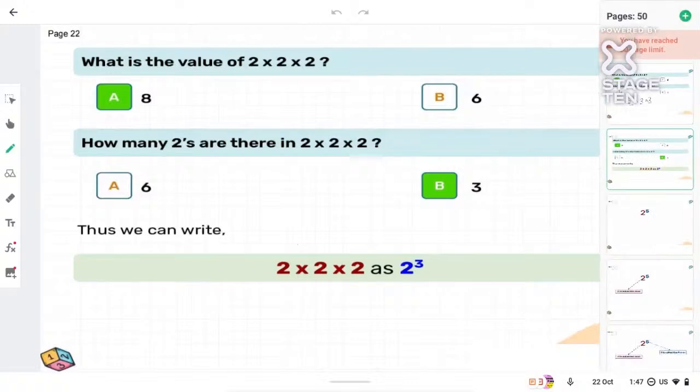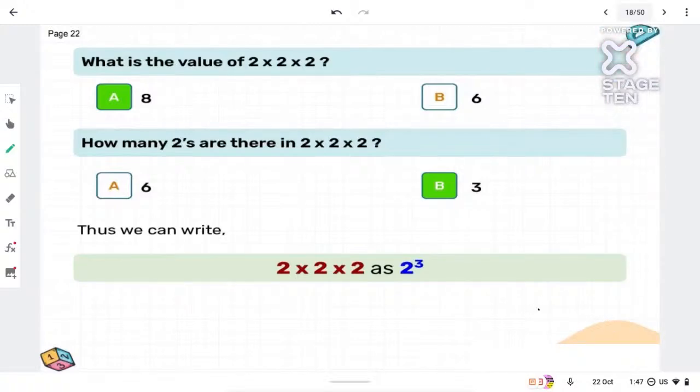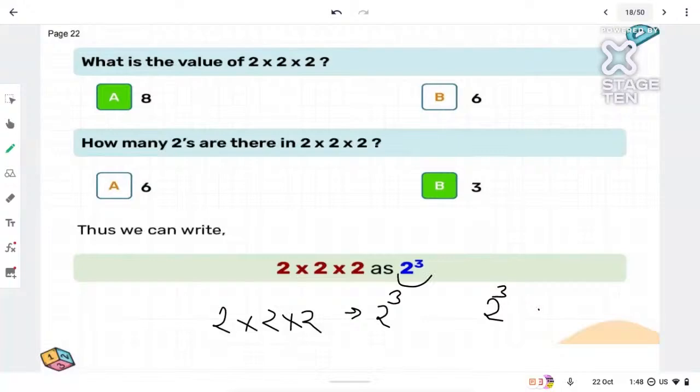So, we can write 2 into 2 into 2 in the form of 2 raised to 3. Right, Deepa, Kevin, you guys wrote it, right? So write 2 here, and above 2 you write 3. That is nothing but 2 into 2 into 2. That becomes 2 raised to 3, or we can even say 2 cube.